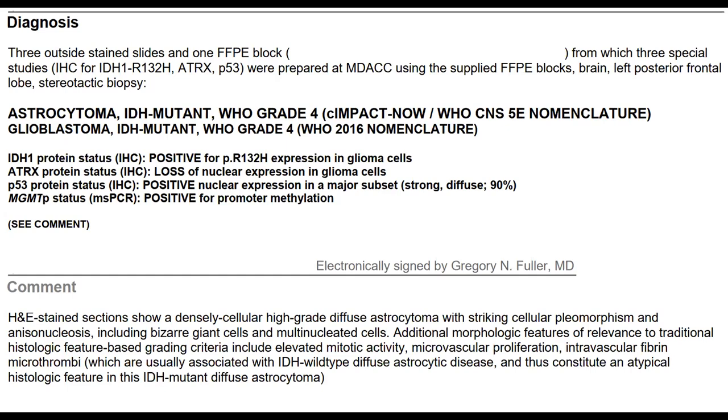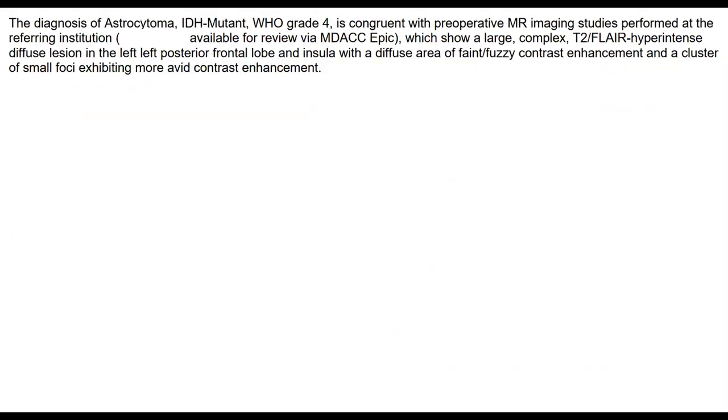Maybe there's some special significance to having widespread intravascular fibrin microthrombi in IDH mutant disease, just like CDKN2A/B, right? Homozygous deletion gives a negative prognosis to otherwise well-behaving IDH mutant disease. Maybe this could be. We don't know. Put it in the report. Tell it like it is. All right, and the post-site necrosis.